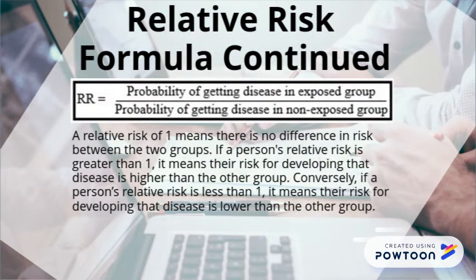Using the number you calculated, a relative risk of 1 means there's no difference in risk between the two groups. If a person's relative risk is greater than 1, it means their risk for developing that disease is higher than the other group. Conversely, if a person's relative risk is less than 1, it means that their risk for developing that disease is lower than the other group.